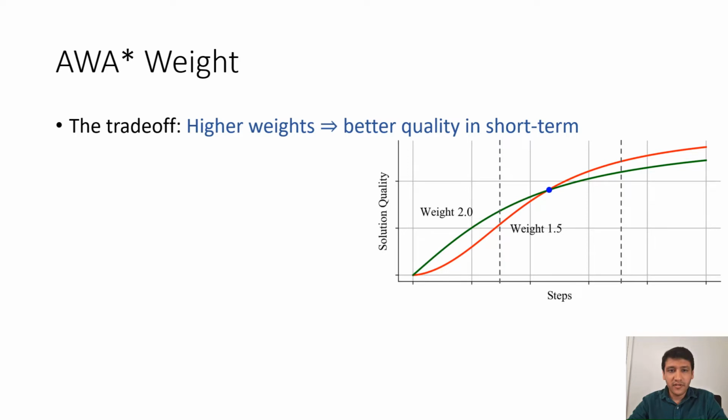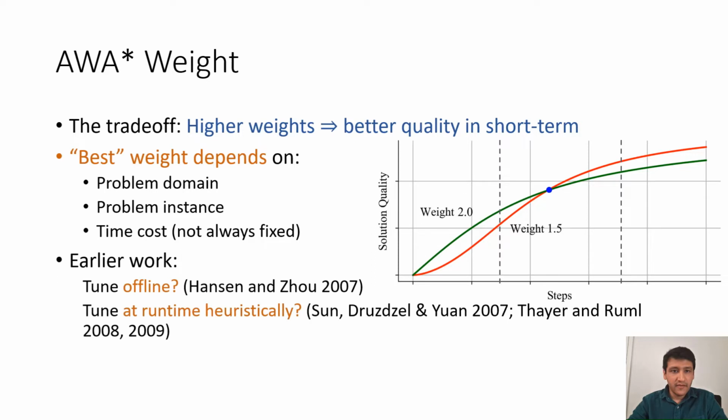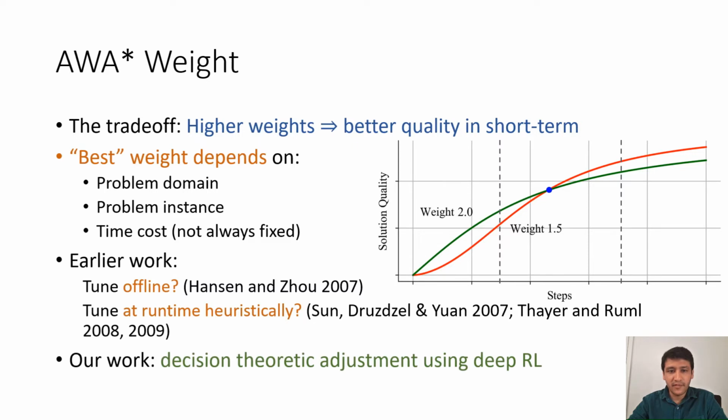This figure shows two idealized executions of AWA star on a particular problem instance. This shows that a weight of 2 is better in short term and a weight of 1.5 is better in long term. In general, the best weight depends on the problem domain, the problem instance, and urgency of the solutions. In earlier work, the weight was either tuned offline or adapted online heuristically, and we propose a principled meta-reasoning approach.